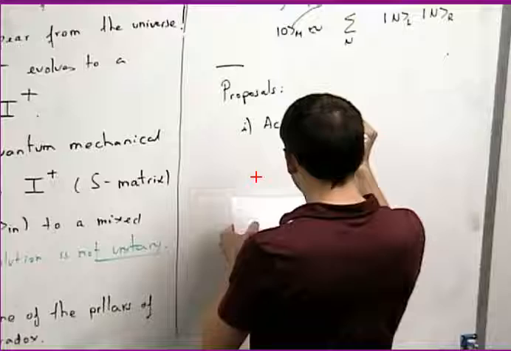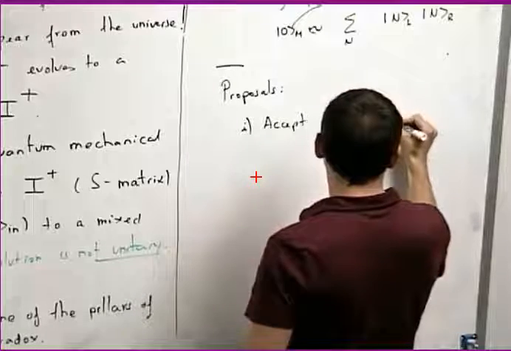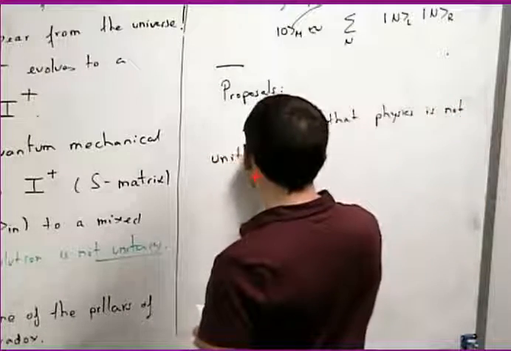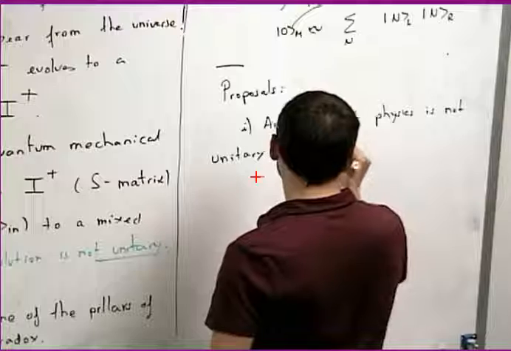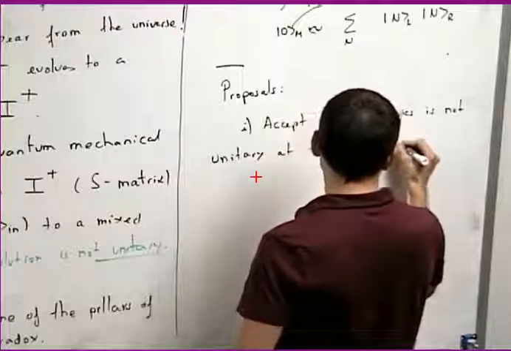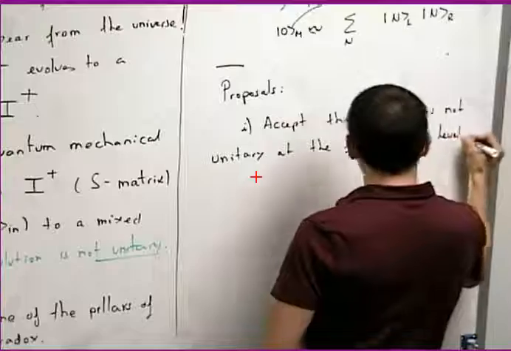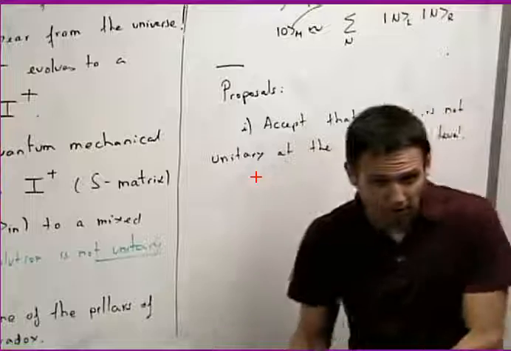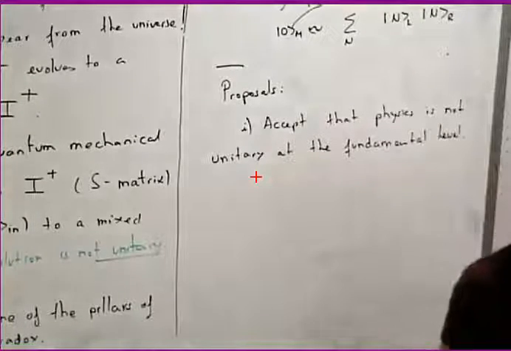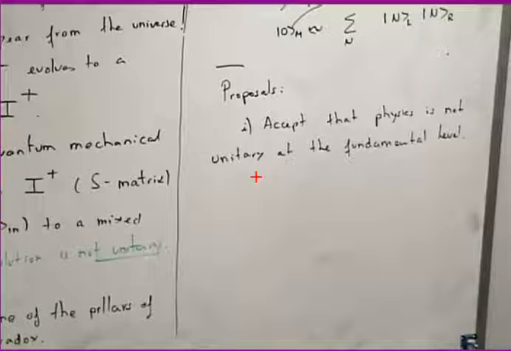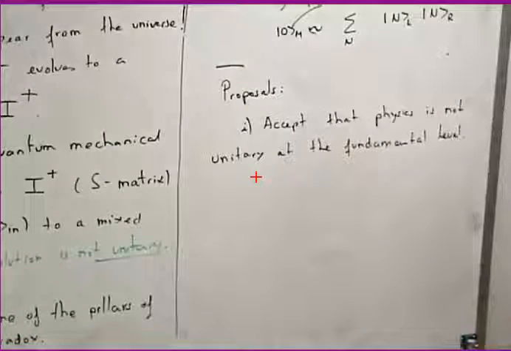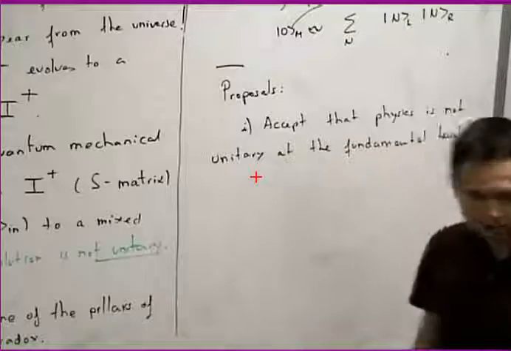So, proposals. The first one: accept that physics, quantum mechanics in particular, is not unitary at the fundamental level. Many people believe that. Many people believe that this simple example, which is not yet quantum gravity, is just signaling that at the fundamental level, quantum field theory is not unitary. And I have heard many prominent people say that they strongly believe that is the case, that we have to give up unitarity.